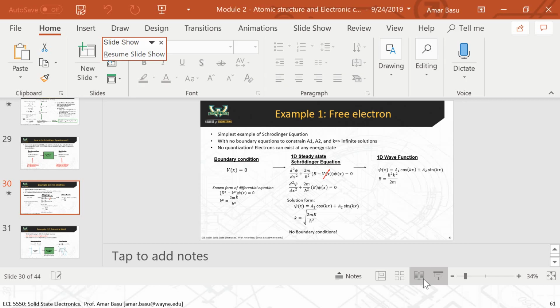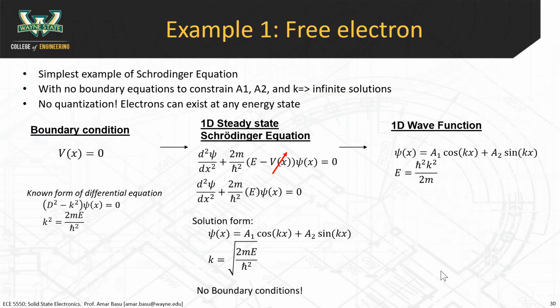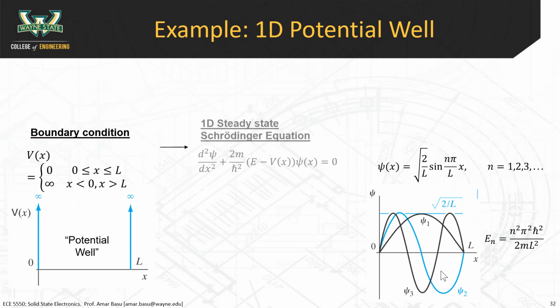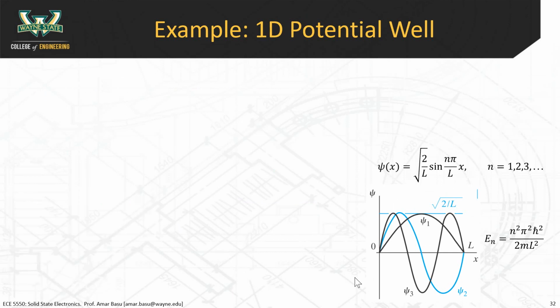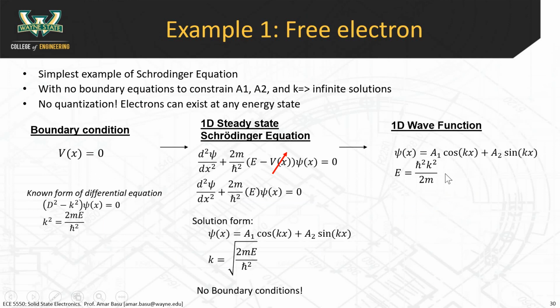Remember when we had the potential well? The difference is there were only certain types of solutions. They were all sinusoids with an integer multiple of n. So the boundary condition, the fact that you had high potential here and high potential here and no potential in the middle, is what constrained your wave functions. In the case of a free electron, there are no constraints on the wave function. k could be anything, and E could be anything.